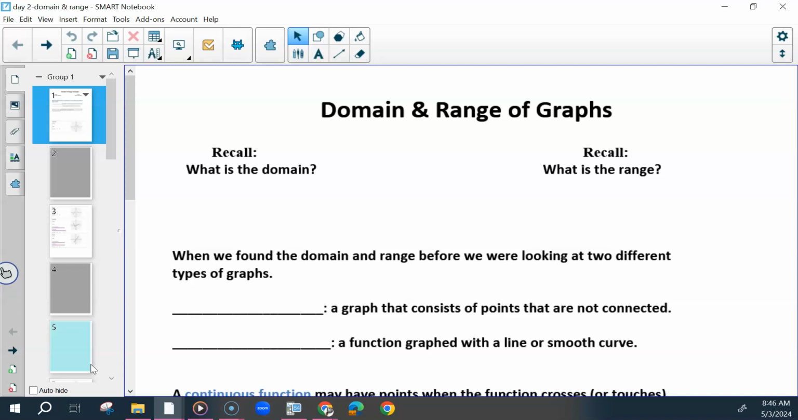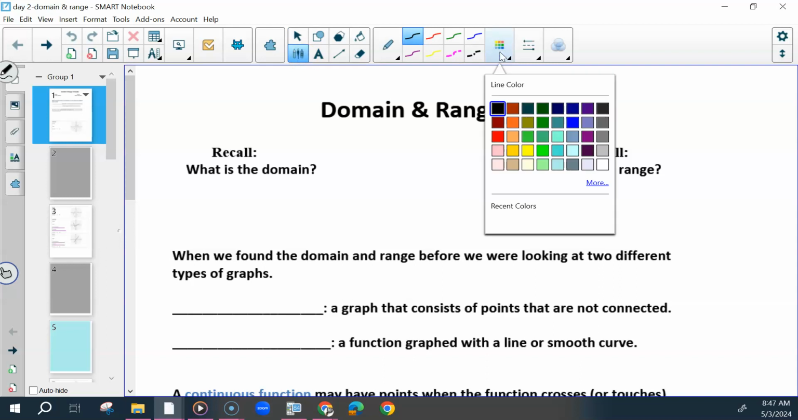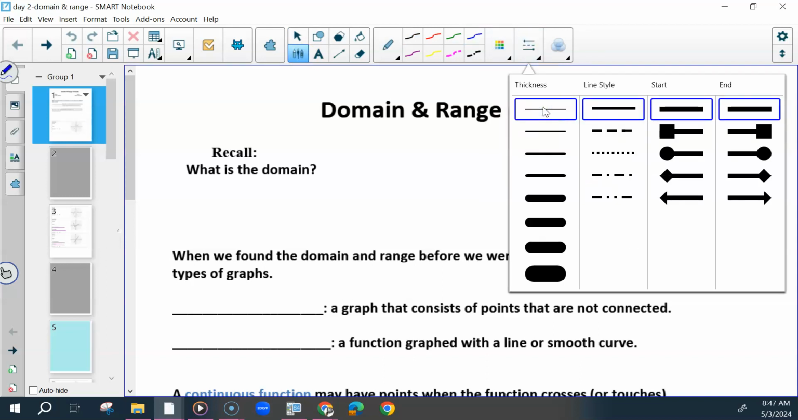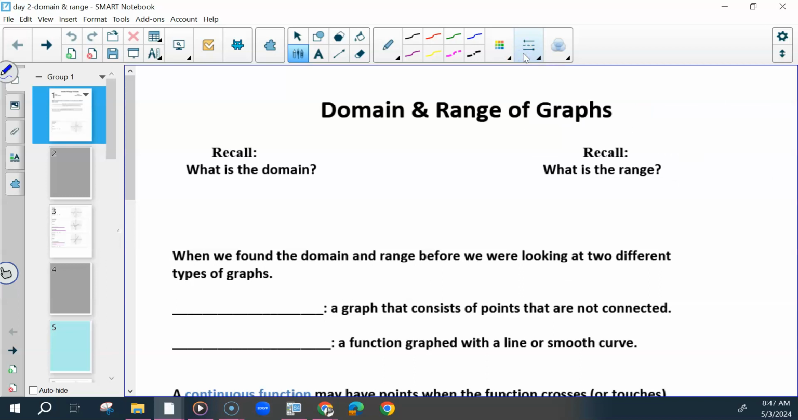Some of this is going to be review on previously taught things. We did talk about domain and range with our quadratics and exponential functions. We're just going to talk about it again with a bunch of different types of functions. So let's review: what is the domain? What does that refer to? The x values. And the range? The y values.